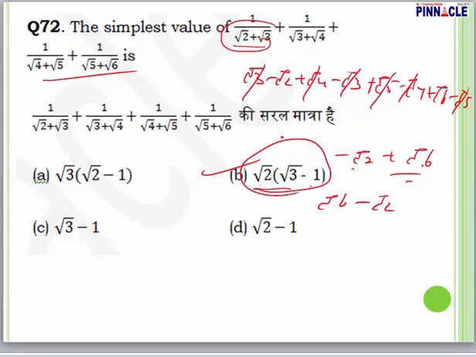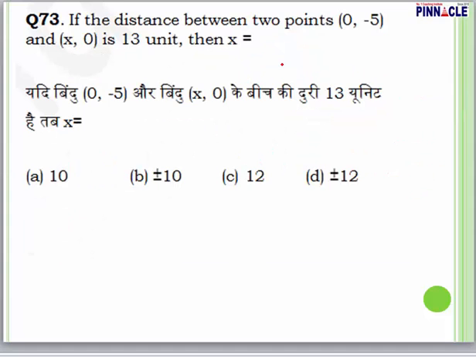So what is the important observation in this question? The important thing you have to do is that when you find a higher value, you have to put it first, because from the higher value you can subtract the lower value when you do rationalization. Question number 73.